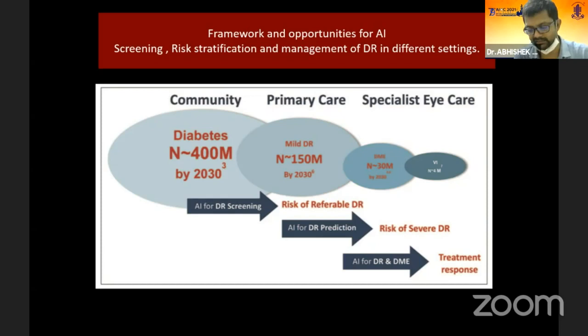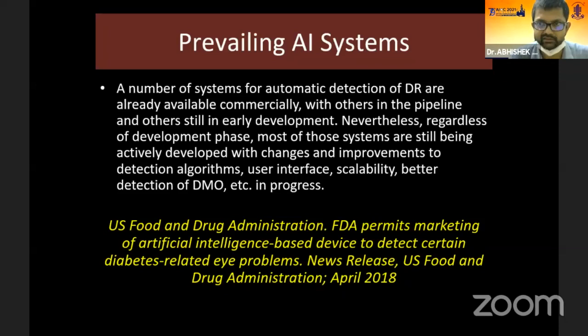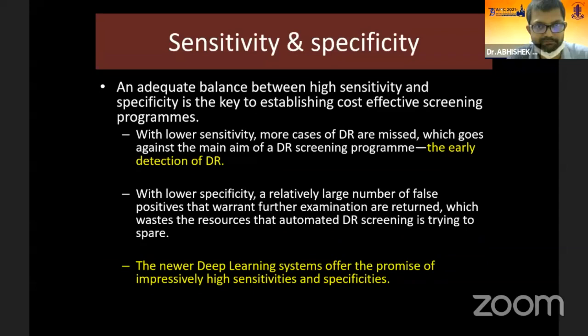In the current prevailing systems, there is a lot of automatic detection of DR at various places in the world. As we have seen in the last slide, in 2018, the US FDA approved the first AI-based DR detection system in the USA.